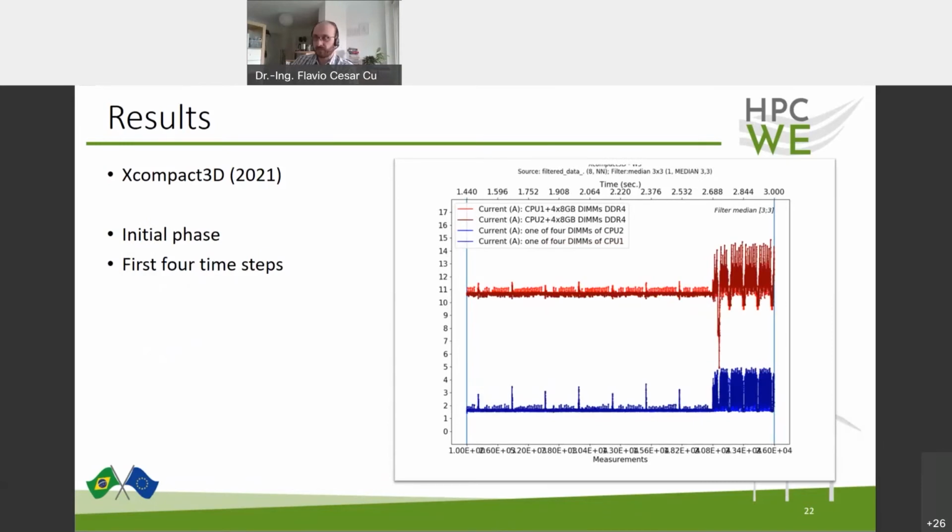Here we have a zoom in on the initial phase, showing the first 4 time steps. Between the time steps, we have a drop in the energy consumption of the processor that is correlated to the phase where the different processors have to communicate, and then they start processing.